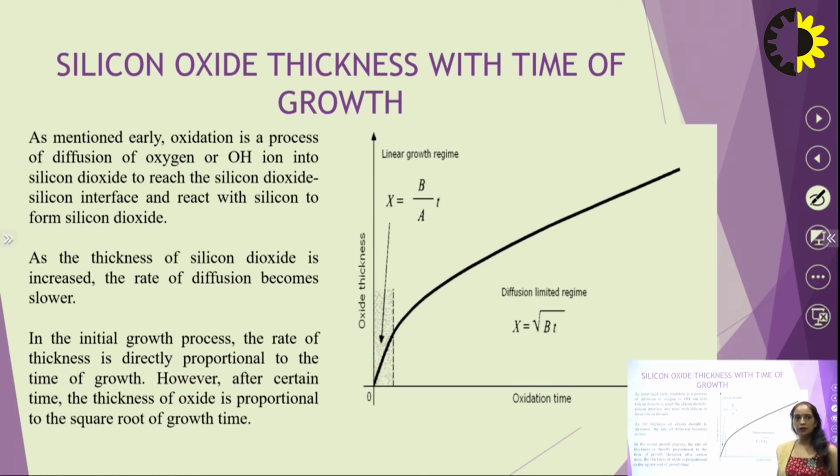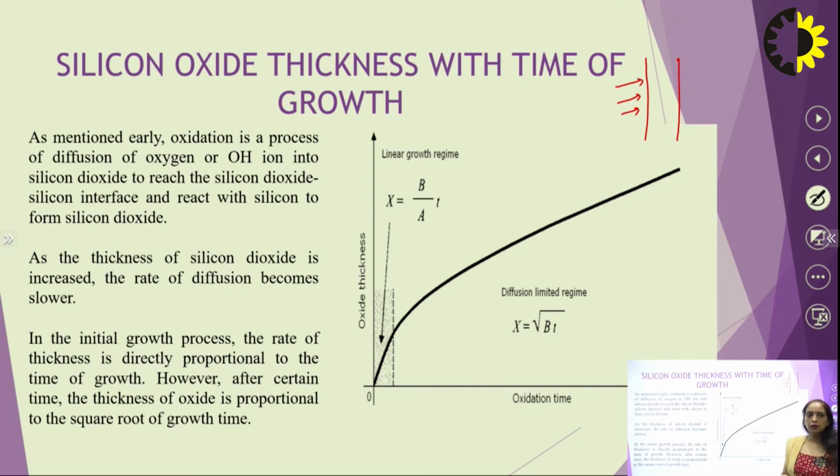As we have seen earlier, the oxidation process is a process of diffusion of oxygen or hydrogen ions into the silicon dioxide to reach the silicon dioxide-silicon interface, and then they react with the silicon to form silicon dioxide. So as the thickness of the silicon dioxide increases, the rate of diffusion becomes slower. The thicker the oxide, the insulator layer, the more difficult the diffusion.